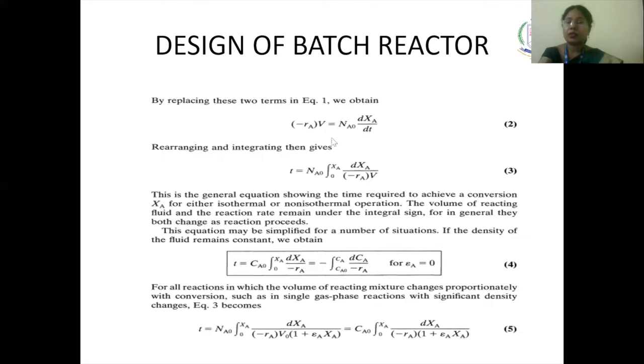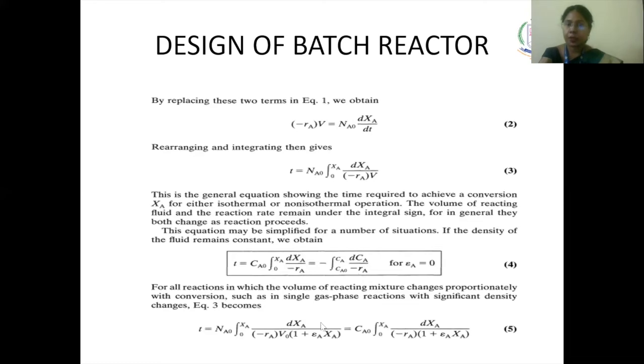So when we replace the disappearance and the accumulation terms into the main equation, it becomes minus RAV is equal to Na naught dxa by dt. On integrating and rearranging, we get t is equal to Na naught integral from 0 to xa dxa by minus Ra into V. For a constant volume reaction, this equation becomes t is equal to Ca naught integral from 0 to xa dxa by minus Ra, which can also be written as the integration between Ca naught and Ca of minus dCa by minus Ra.